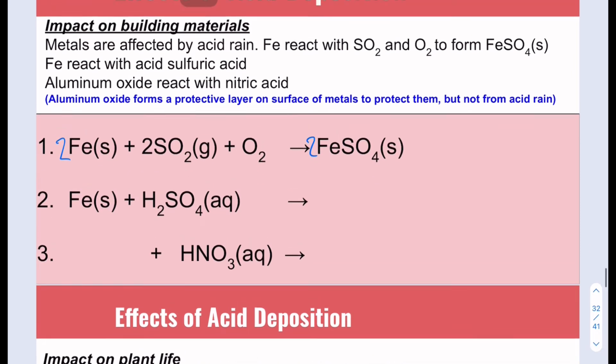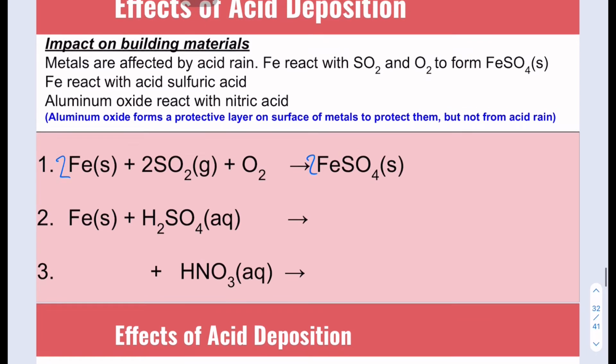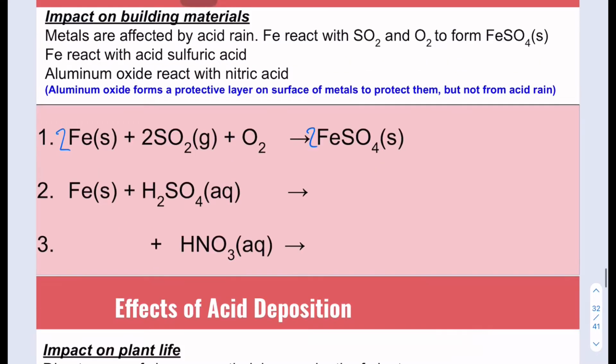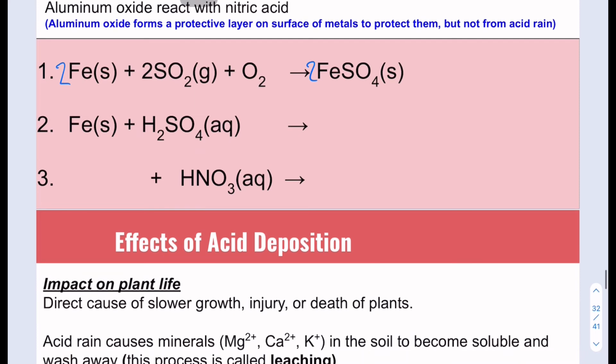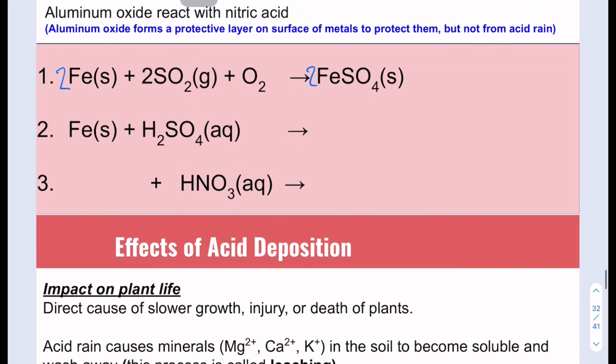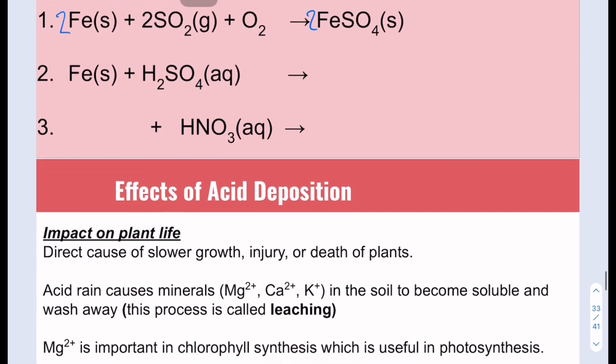And then you can also have the metal react directly with the acid to form the sulfate and some hydrogen gas. Okay, metals react with acids to form hydrogen gas. So I'll let you guys work on 2 and 3 and send me a message to confirm that you've done this and you know what the answers are.